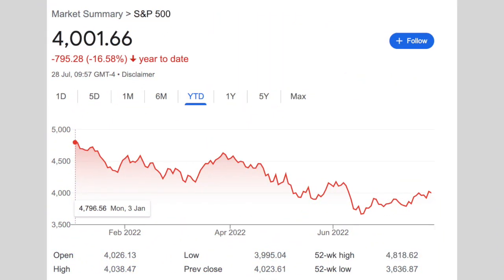So where are we now in regards to the S&P? Well, if we take a look at the stats, year to date, we are actually down 16.58%. And conveniently, you can actually pin the start of the declining market to the start of this year too.